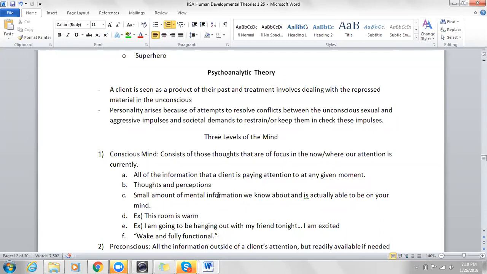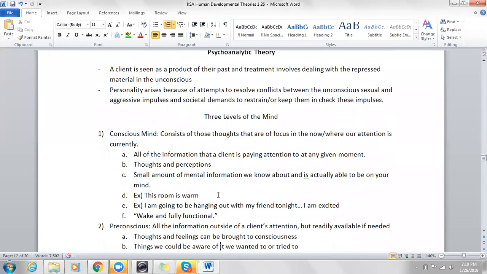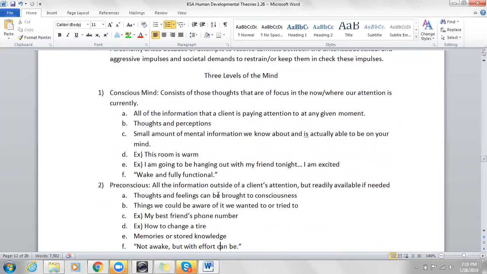These are things that we can readily tap into and say, wow, this chair is kind of soft, or wow, this chair is kind of rough. And so this is all the information that we're paying attention to at this given moment. These are our thoughts and perceptions that are easily accessible at all times. So there's a small amount of mental information we know about that is actually on your mind. So a way to remember this is that it's awake and fully functional. You're conscious, like you're up and roaming around.